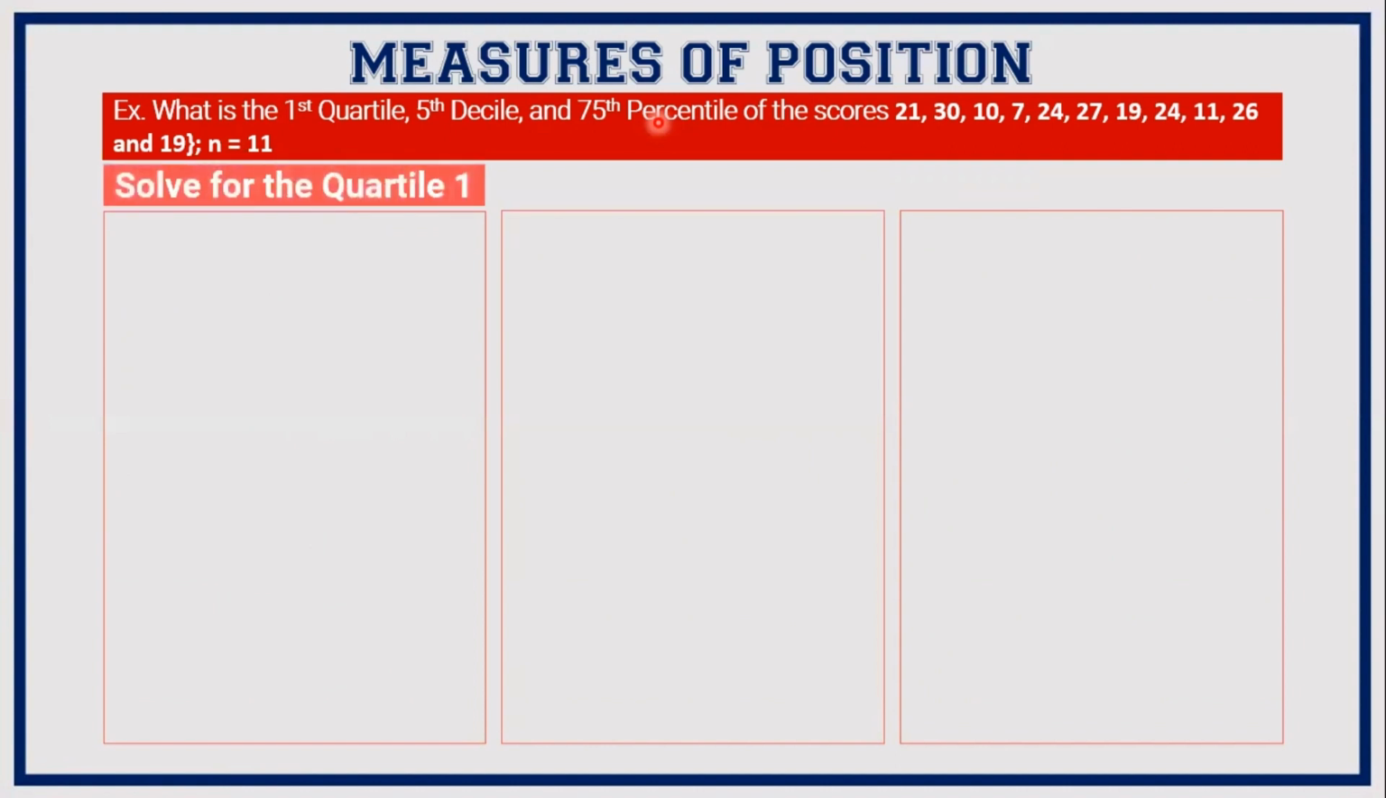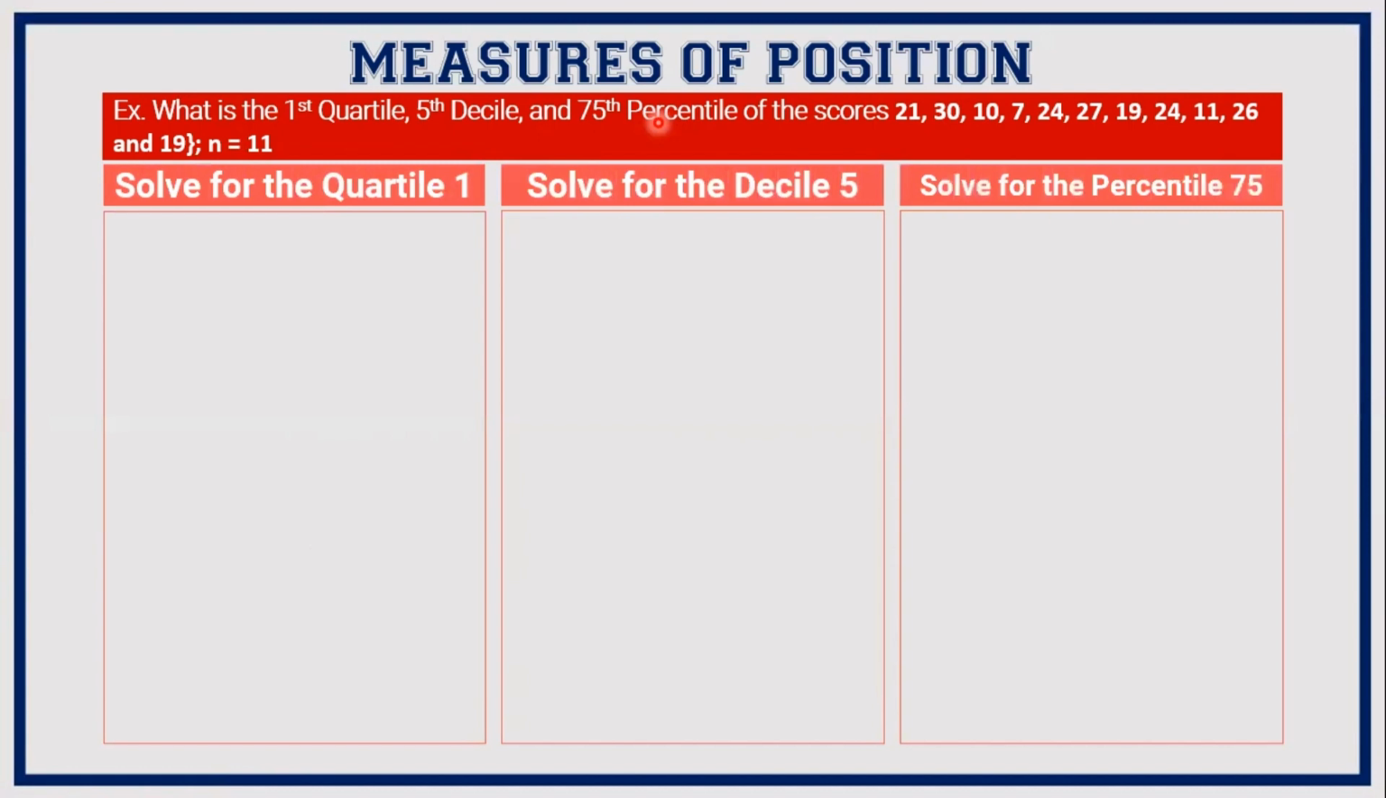Let's solve for the quartile 1. And here let's solve for the decile 5 and solve for the percentile 75. So let's first solve the quartile 1. First thing that we need to remember is to arrange the data in ascending order. That means we need to arrange it from lowest to highest score or value. Next, apply the formula. So we have here Q sub k equals k times the quantity of n plus 1, all over 4, because we're solving here for the quartile. So our denominator is 4.